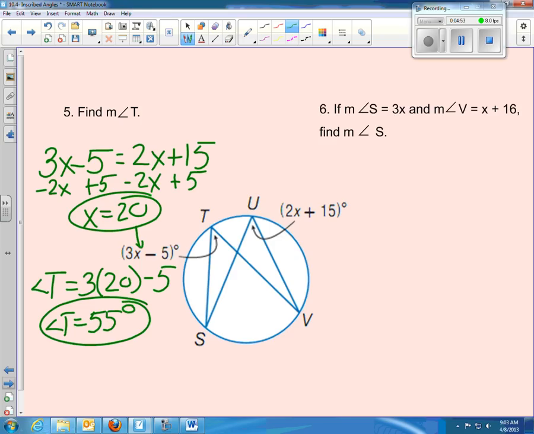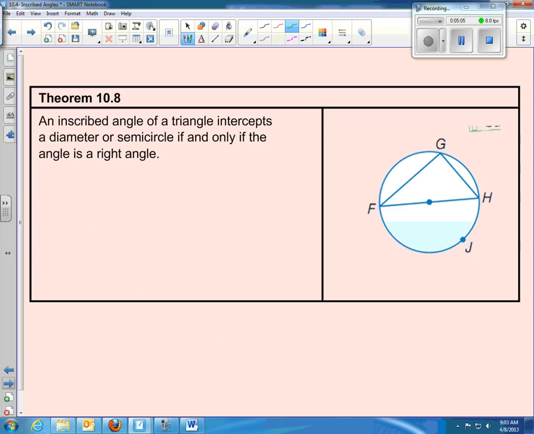Number 6 uses the same exact circle, except this time we're going to be talking about angle S and angle V. Notice again, they have the same endpoints. So your ending that you should do is find angle S.